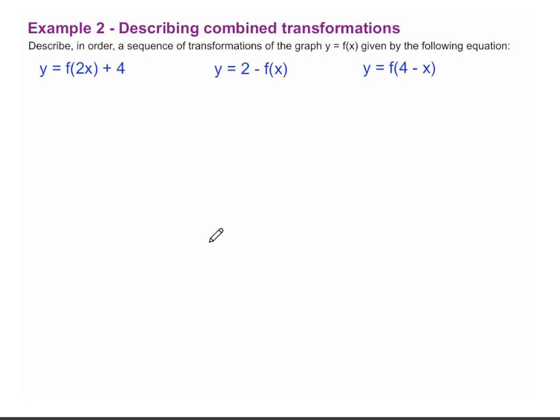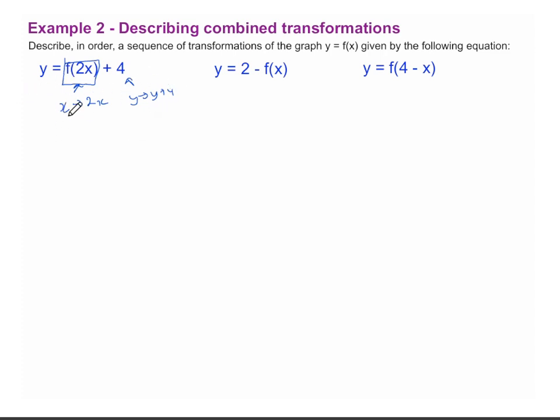Next, describing combined transformations. Now we need to describe what they are. Before, we got the description and then we had to apply it. Now we have the application and we have to describe it. So here what's happening is that your x has become 2x and your entire f of 2x has had 4 added to it at the end. So basically y is becoming y plus 4.